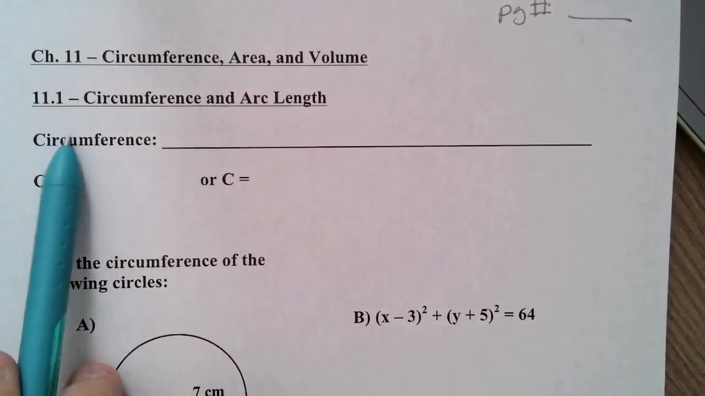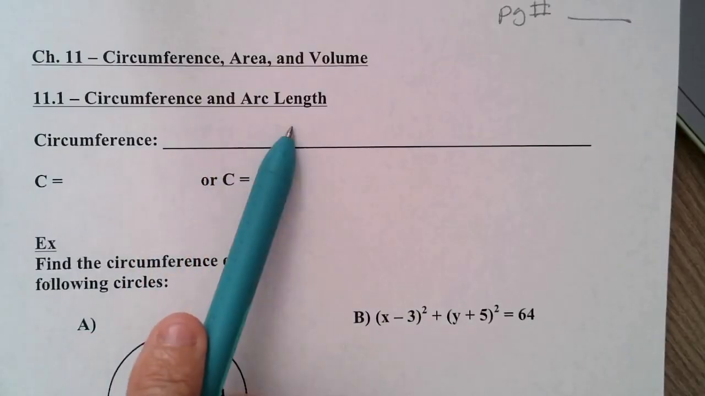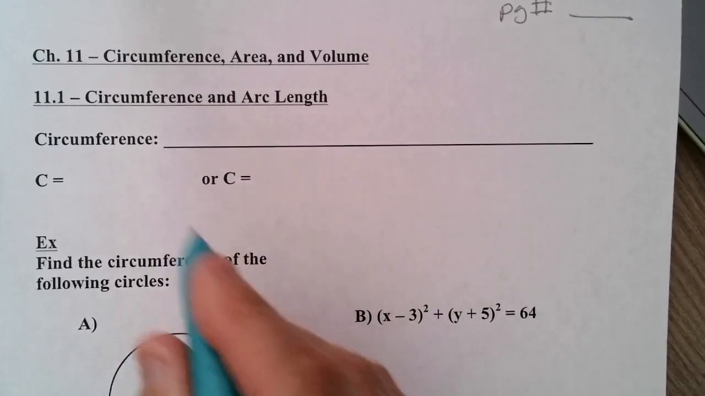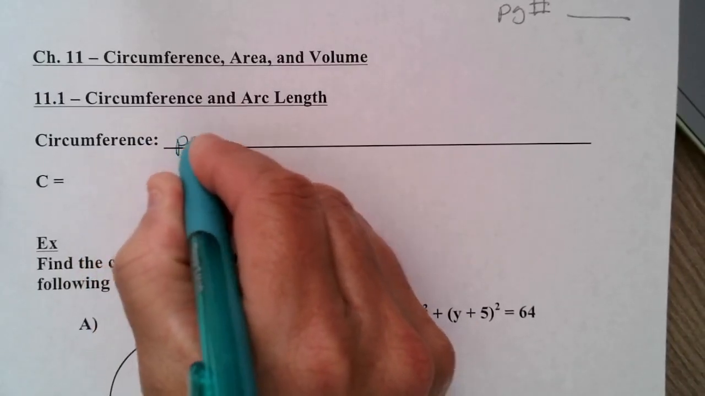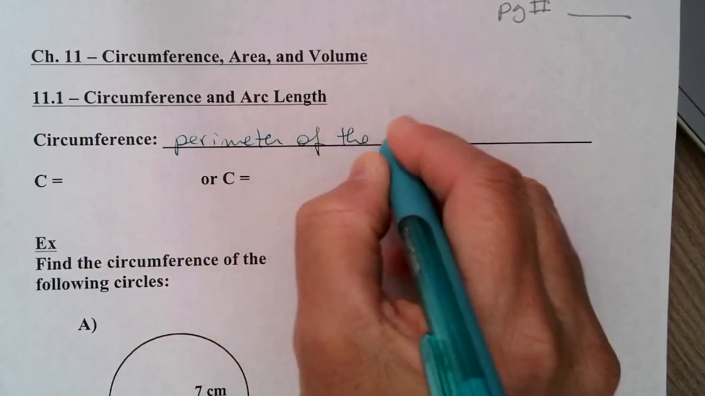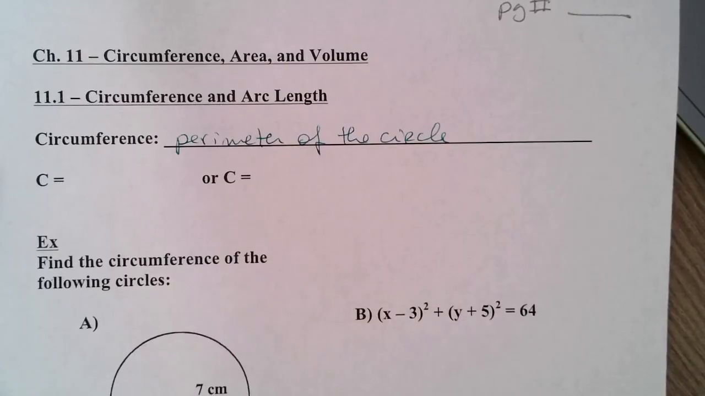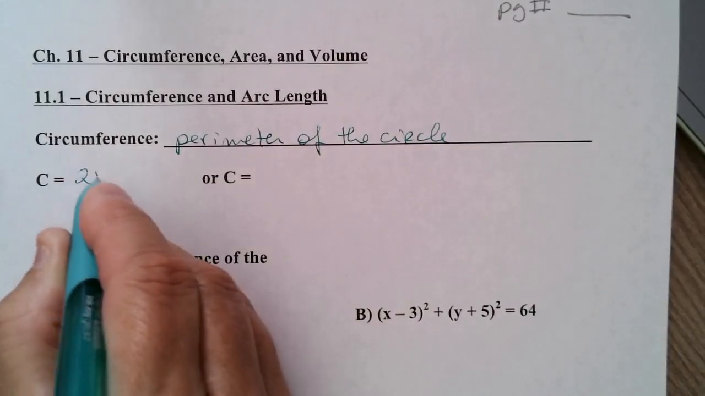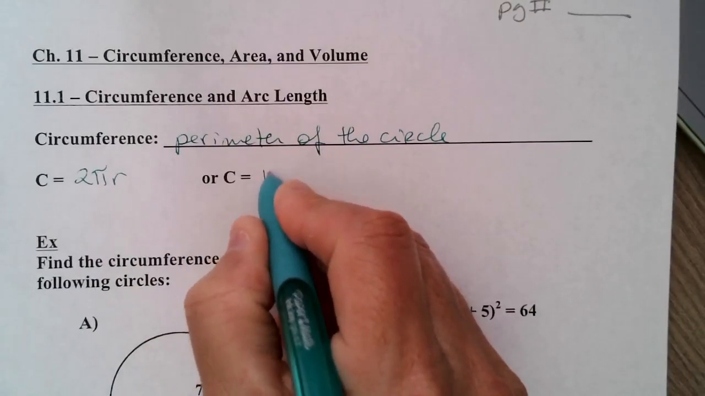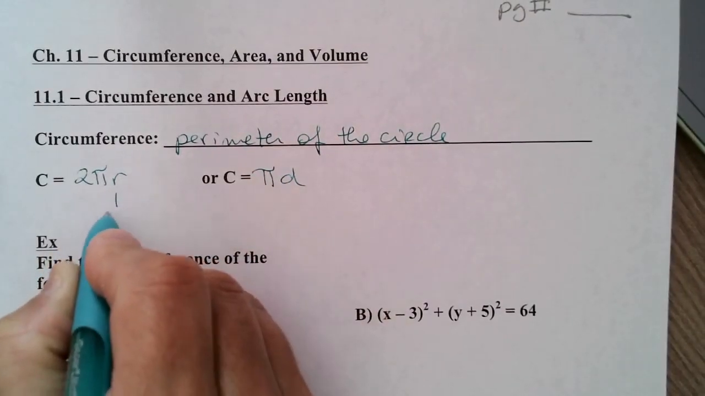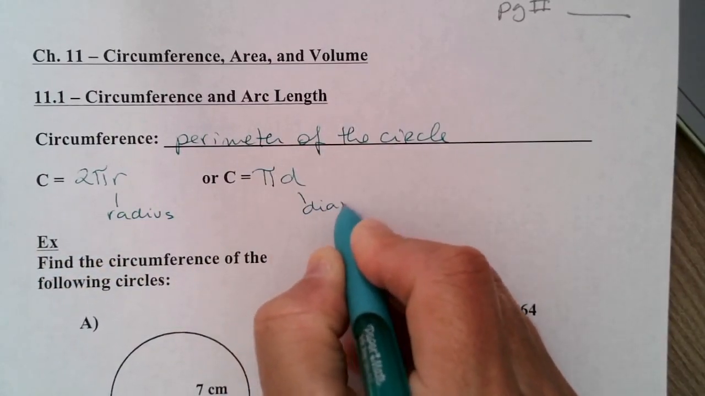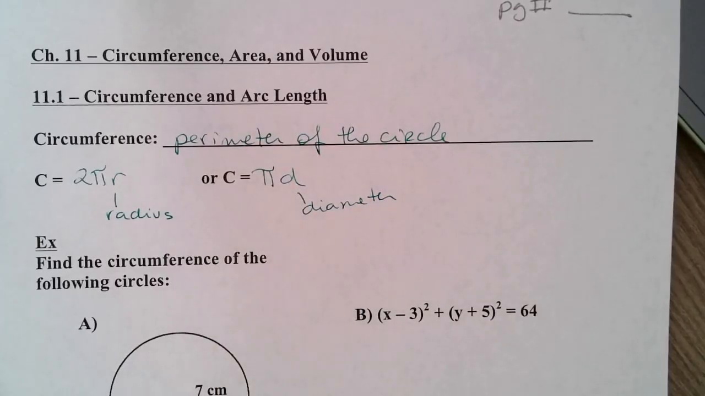All right, 11.1, circumference and area, and arc length. As a review, we know that the circumference is like the perimeter of the circle. The circumference formula is 2 pi r, r being the radius, or pi d, where r is the radius and d is the diameter. So you can use one or the other.